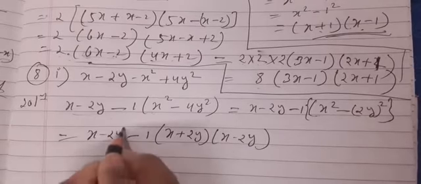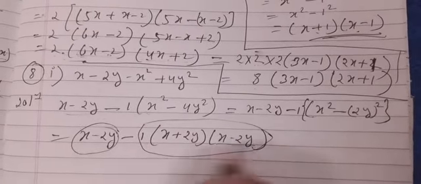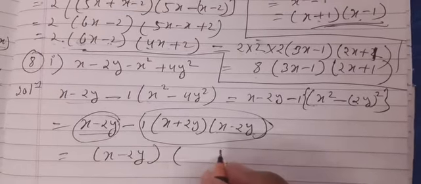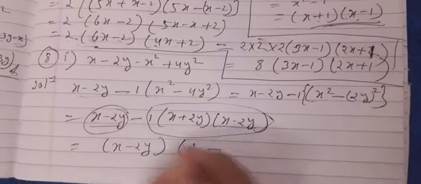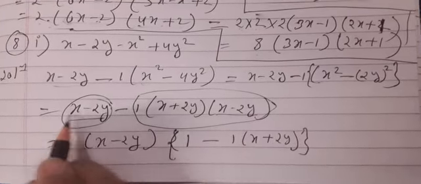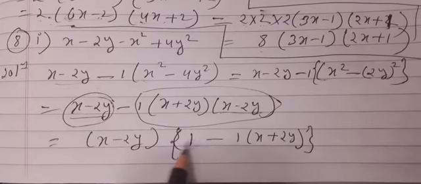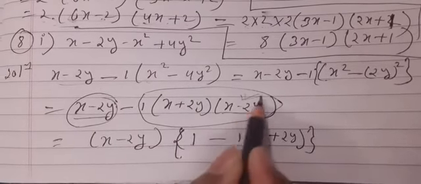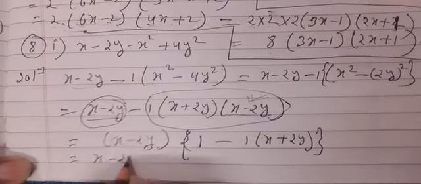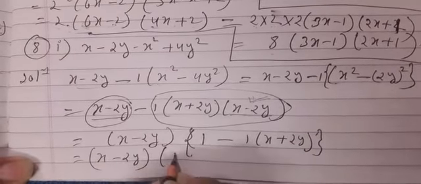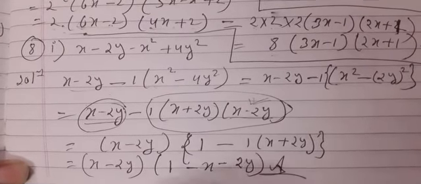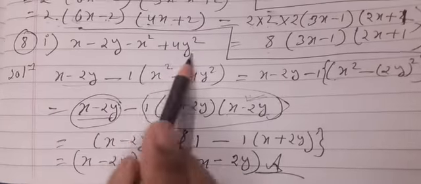Now if you see, there are two groups. From this group and from this group we can take common x minus 2y. Then what are the remaining things? Here it is 1, and here minus 1 into (x plus 2y). X minus 2y is outside the bracket, so here we have written 1, and here also this one is out of the bracket, so these two terms are there, minus 1 and this. So after that we will write (x minus 2y) into (1 minus x minus 2y). So these are the two factors of this given algebraic expression.